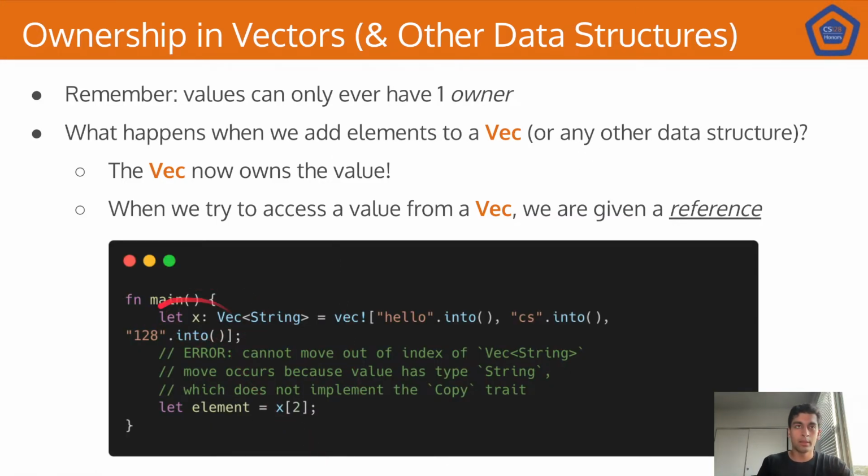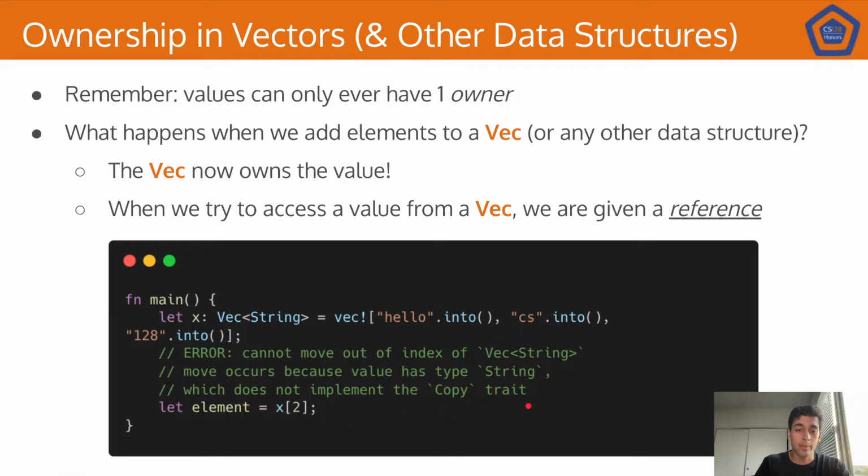So in this little example here, we have this vector of strings. We cannot move ownership of this 128 into this new variable because the vector owns every single piece of data inside it. We cannot transfer ownership of this component of the vector to a different variable. So this errors out. Sometimes you'll see this: cannot move because the value has type blank, which does not implement the copy trait.